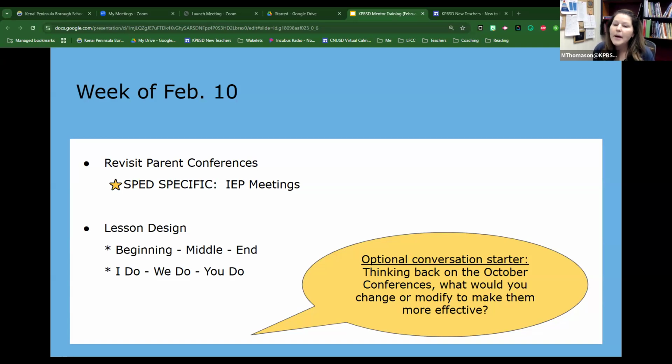This month, we're also talking about lesson design and engagement. It is good to expose your mentee to different lesson designs as they're building their own pedagogy and style. So for the week of February 10th, we're going to talk about beginning, middle, and end, and the I do, we do, you do frame.